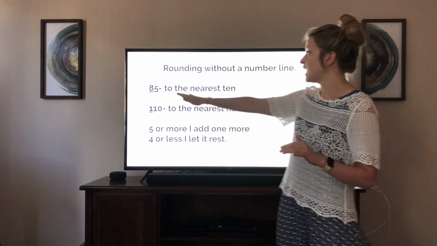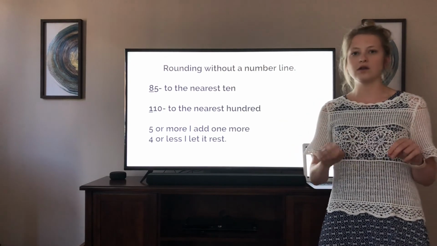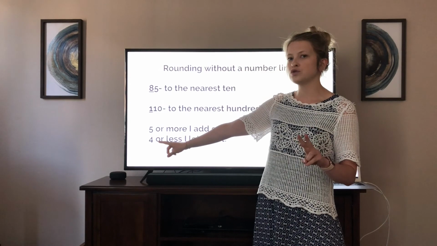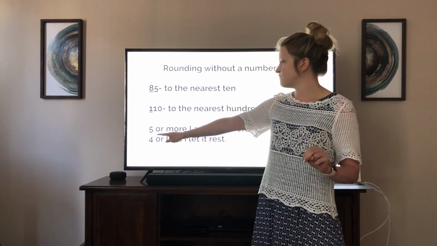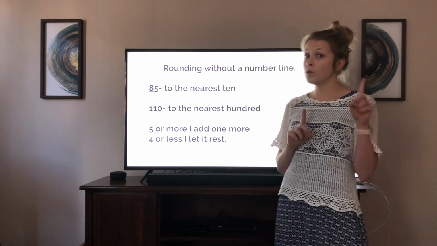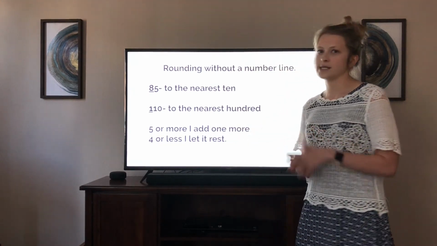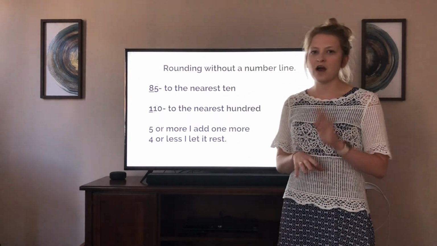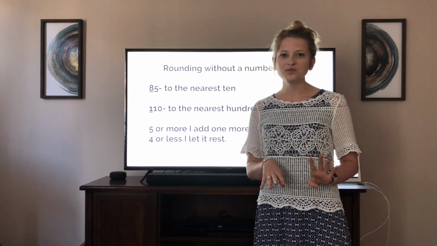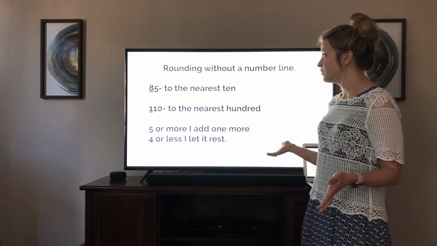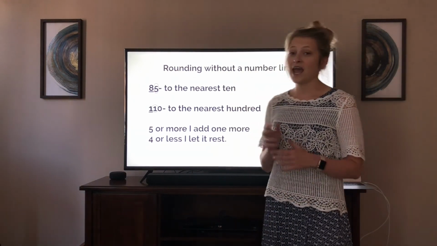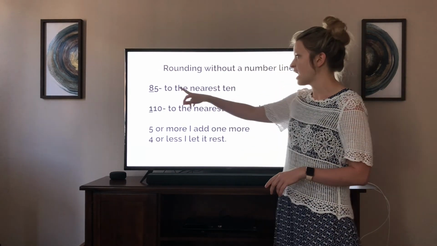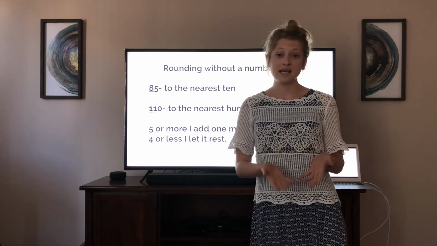So if I was rounding 85 to the nearest 10, I would underline the 8, I would circle the 5, and I would think of these two little rules, which are 5 or more, I add 1 more, 4 or less, I let it rest. So stop. Go ahead and tell me what you think I'm going to do, 5 or more or 4 or less. Hopefully you said 5 or more, I add 1 more. So if I added 1 more to 85, I would round it to 90. Remember, everything after the underline becomes a 0.